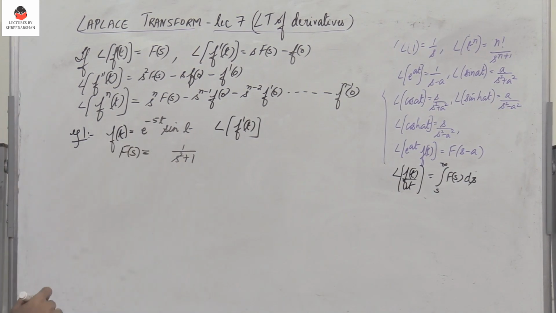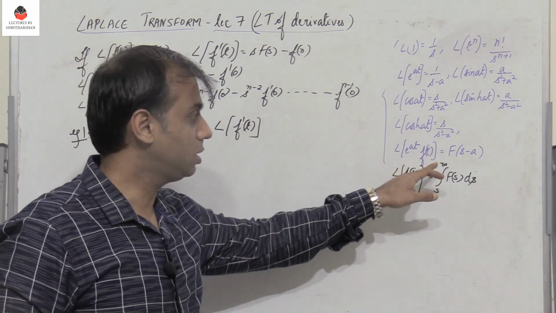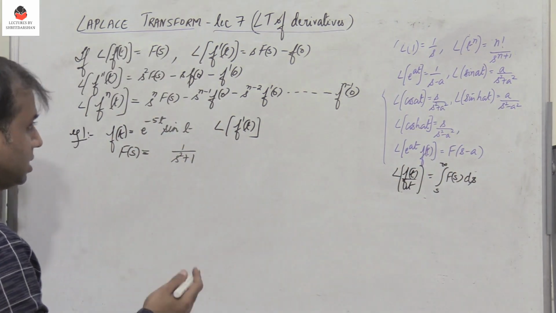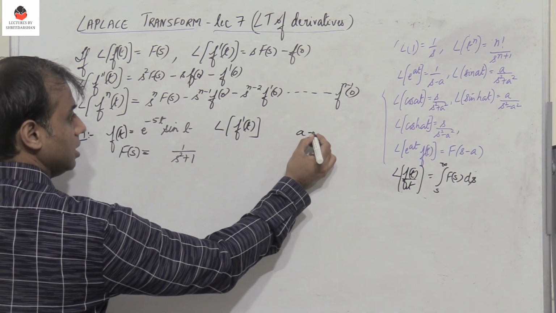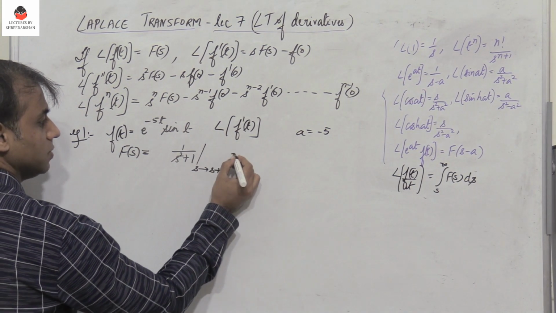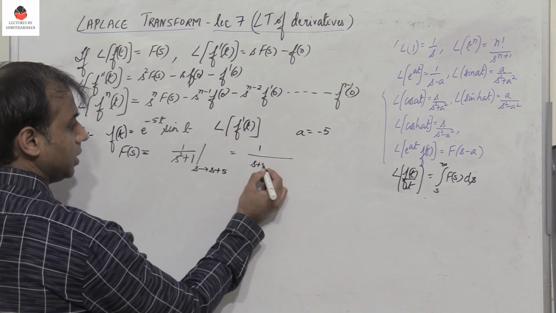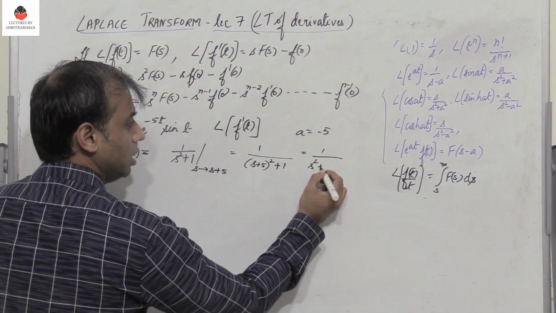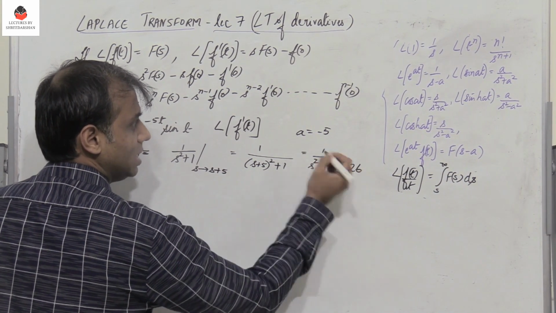Since the given function is multiplied by the exponential, we have to use the first shifting theorem, where s is translated by s minus a or s plus a. So here a is minus 5. Wherever s is there, replace it by s plus 5. So it's going to be 1 divided by s plus 5 the whole square plus 1, which is 1 divided by s square plus 10s plus 25 plus 1, that is s square plus 10s plus 26.